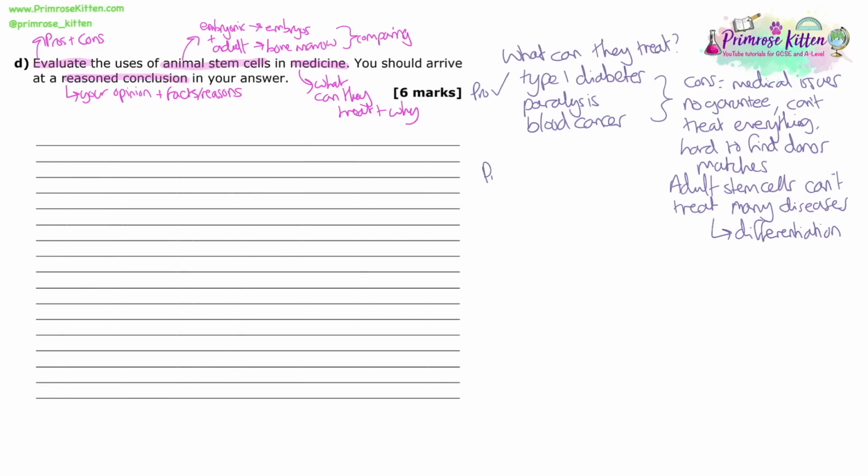Okay, so we've got some pros and some cons there, which is good. So we've evaluated the medical side of that initially anyway. Then thinking of another pro, embryonic stem cells can differentiate into many cell types, and so they can treat more diseases. That's an alternate pro to the con of adult stem cells not being able to differentiate as much. And then they can also be sourced.